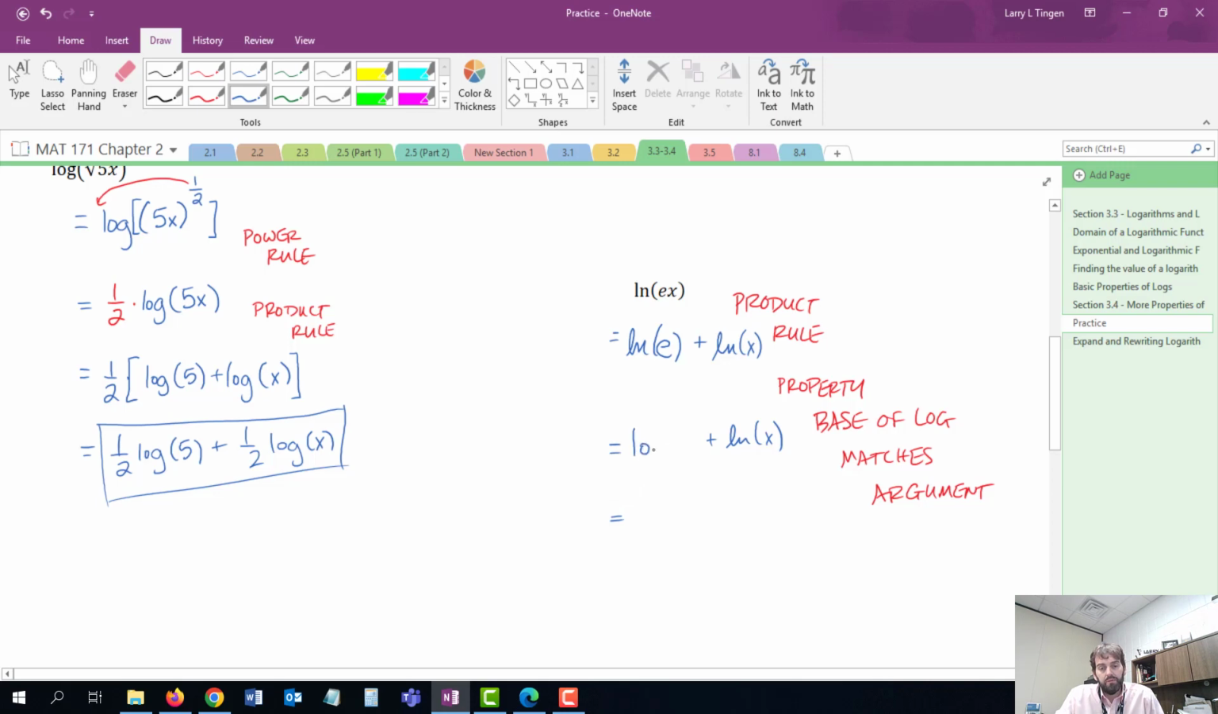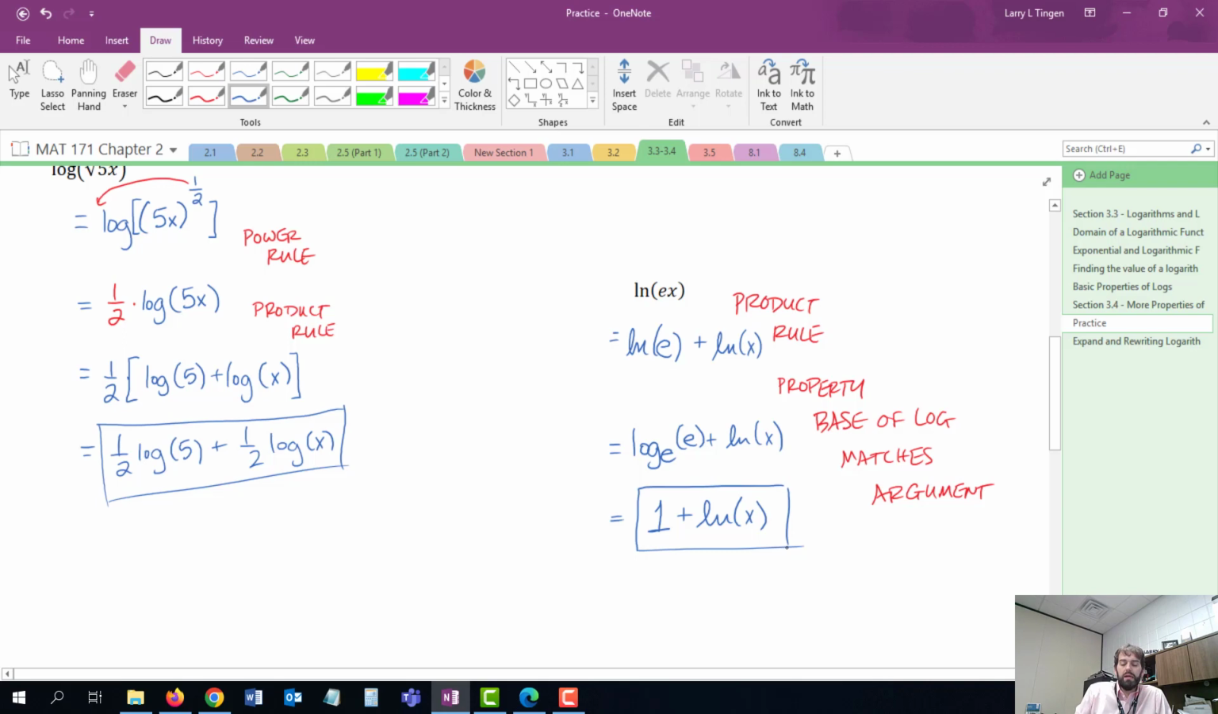It would be helpful if I wrote this legibly. Log base e of e. What happens here? When the base and the argument match, the answer is 1, right? Log base e of e. What power do I raise e to get e? 1. Okay. And that's it.